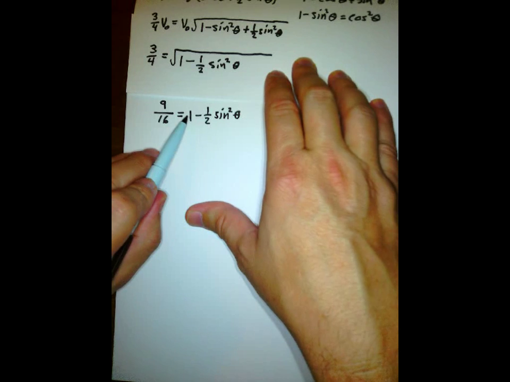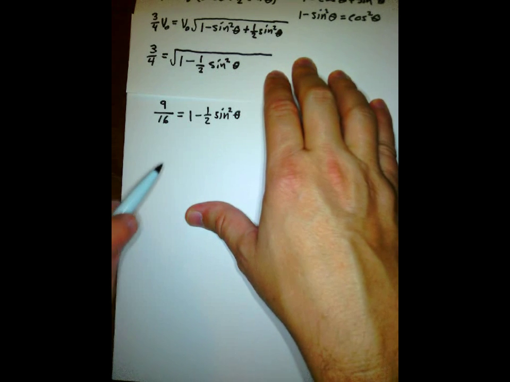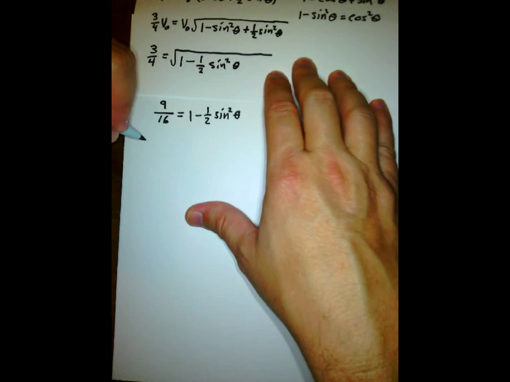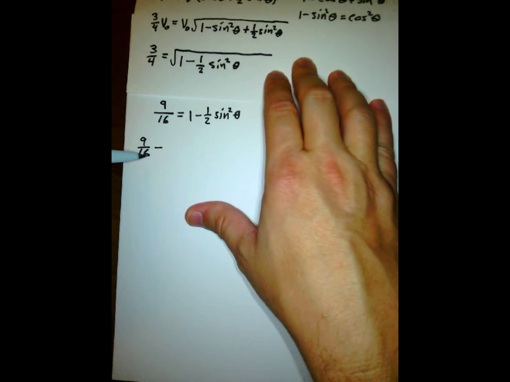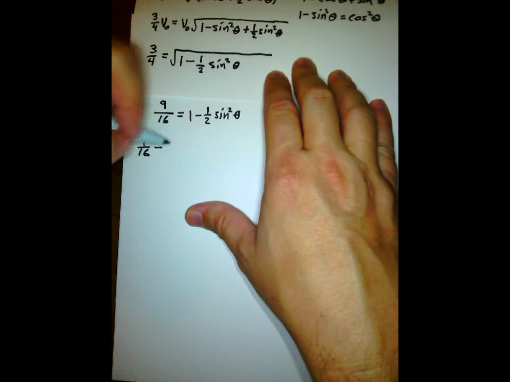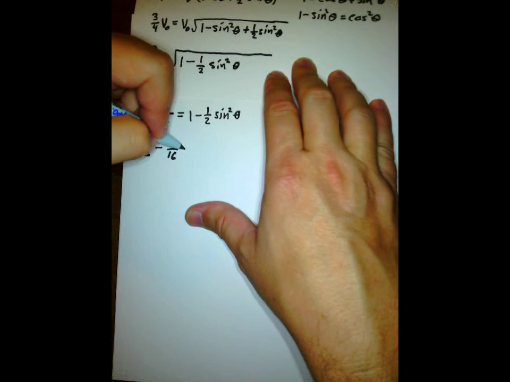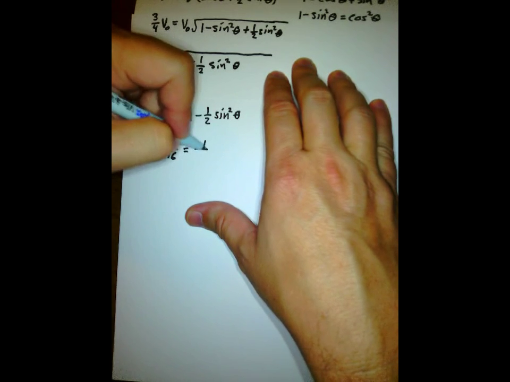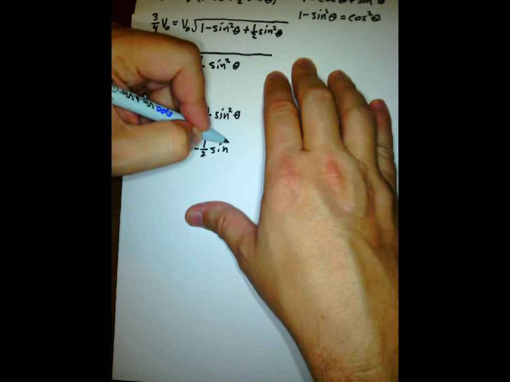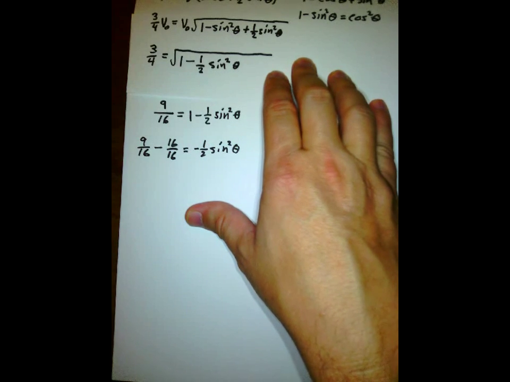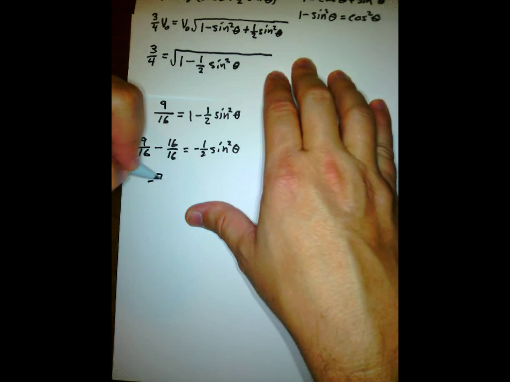Okay. So now I'm going to subtract 1 from both sides. If I subtract 1 over here, 1 minus 1 is 0, so that goes away. And 9/16 minus 1, I need a common denominator. So 1 with a denominator of 16 is just going to be 16 over 16. Alright, so 9 minus 16 is going to be negative 7 over 16.